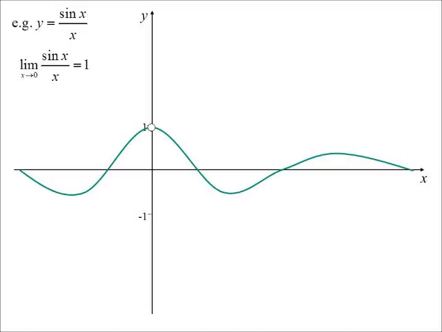Or another way of thinking about it is sine x is an odd function. Y equals x is an odd function. Odd times odd is even. Remember, multiplication and division are the same when you're thinking about that. So you must end up with an even function there.